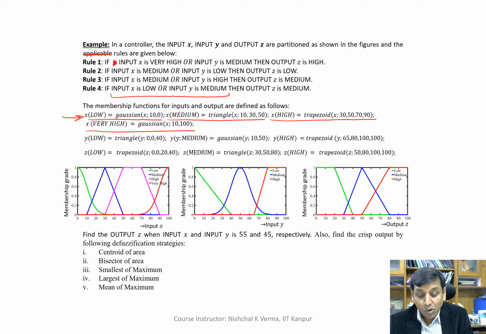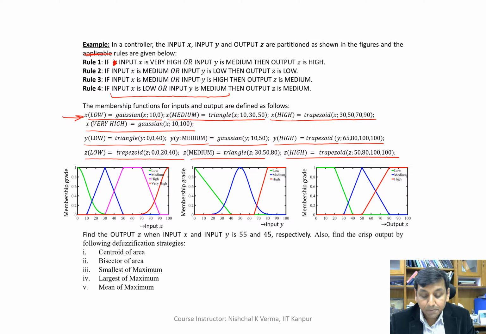Similarly, we have the Y fuzzy sets. The membership function for Y low is triangular, with vertices 0, 0, 40. Y medium is a Gaussian membership function with mean 50 and standard deviation 10. Y high is a trapezoidal membership function, and then the outputs Z low, Z medium, and Z high are trapezoidal membership functions respectively.